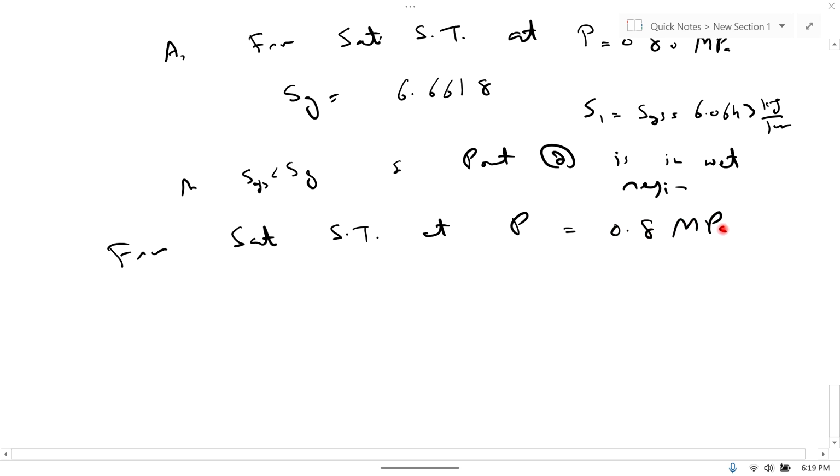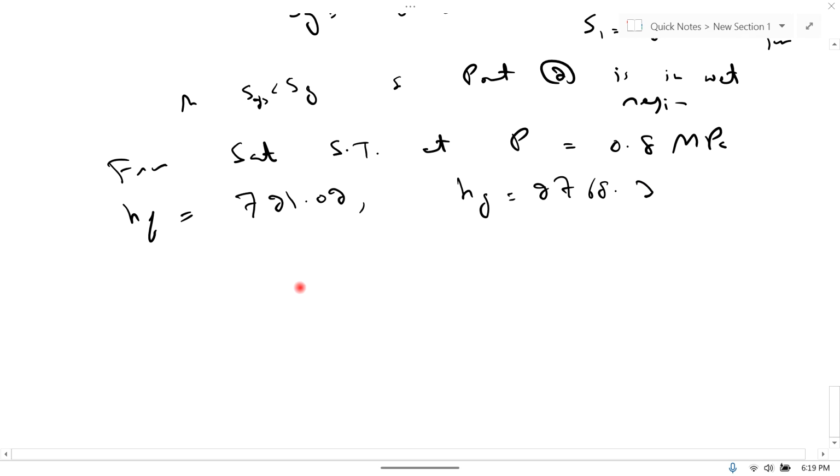0.8 megapascal is also the exit pressure of the turbine. This is already explained, I explained previously. So therefore I use here 0.8 megapascal. If I check the steam table, hf is equal to 721.02 and hg is equal to 2768.3. Similarly, sf is equal to 2.0460. Unit is kilojoule per kilogram.